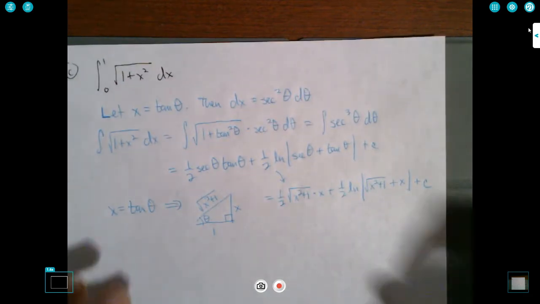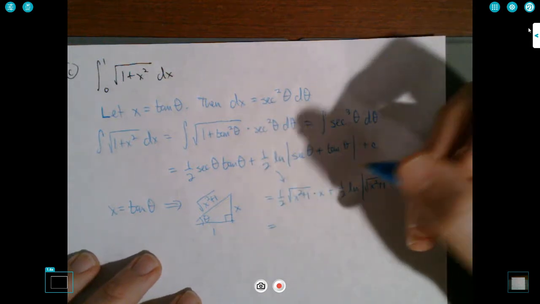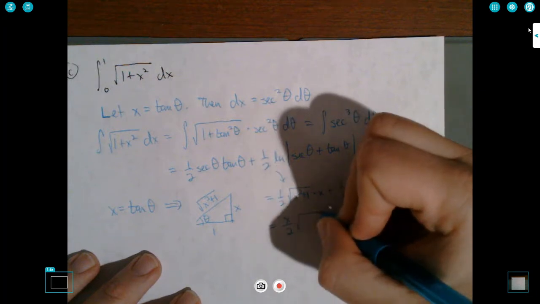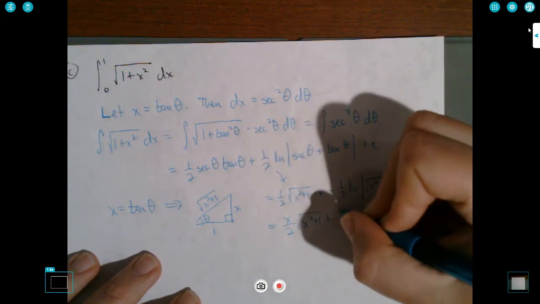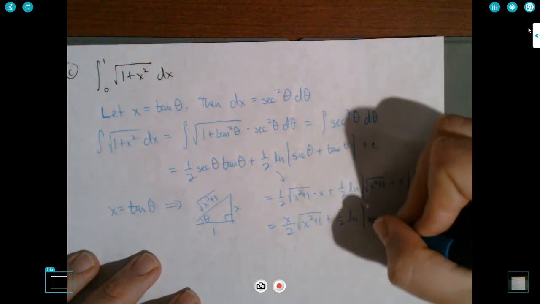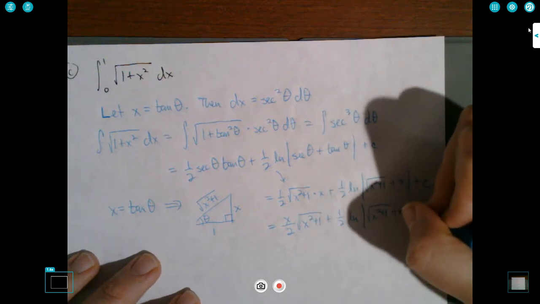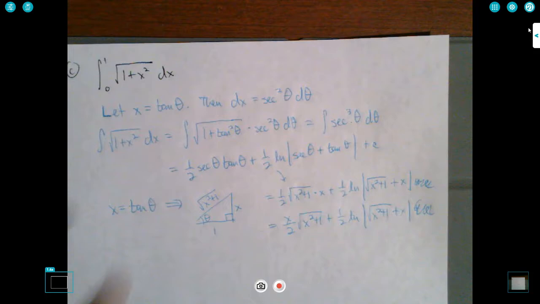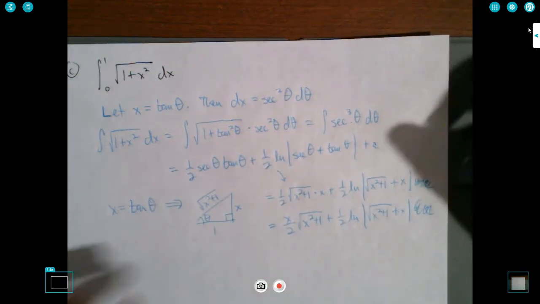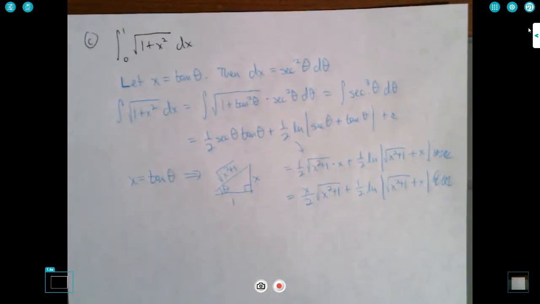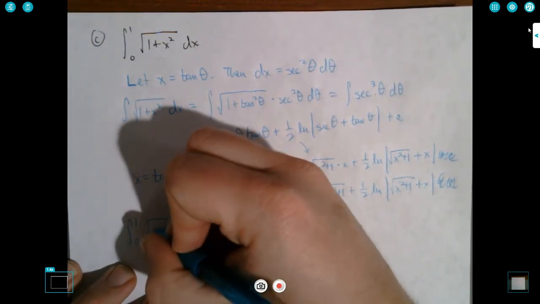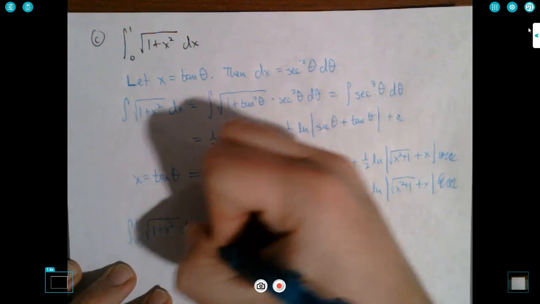Of course, we can make that look a little nicer. We could call it x over 2 times the square root of x squared plus 1 plus 1/2 times the natural log of the absolute value of square root of x squared plus 1 plus x. Oh, I don't need the constant of integration, because I did actually, because I got rid of the limits. Anyway, if I wanted to do the limits of integration now, well, then I could just plug them in.